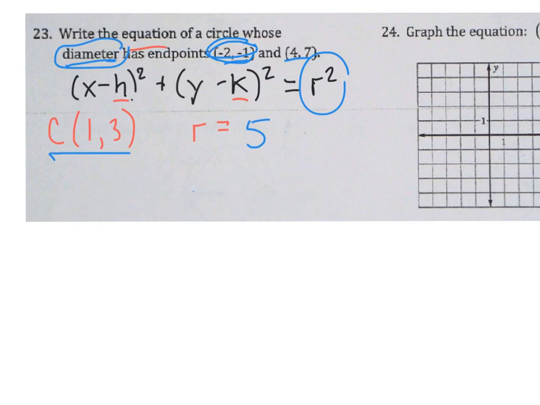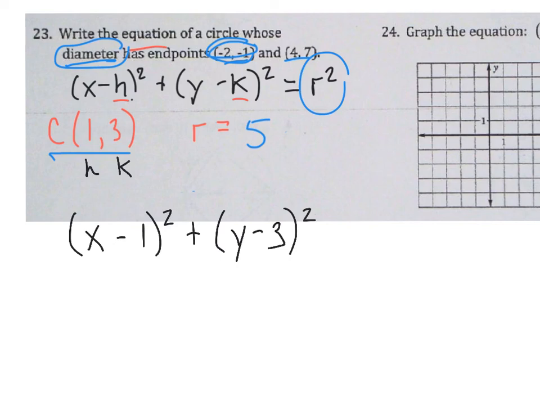Last thing I have to do is just plug everything into my equation. Remember, this is your h and this is your k. So my final equation is going to be (x minus 1) squared plus (y minus 3) squared, and then it's equal to my radius squared, remember. So it's going to be equal to 25.